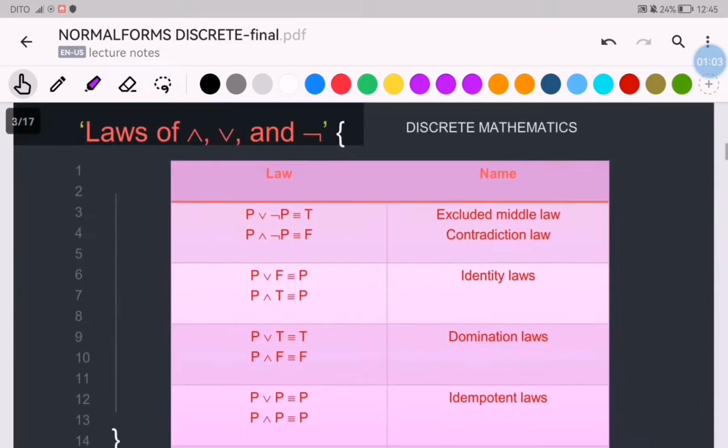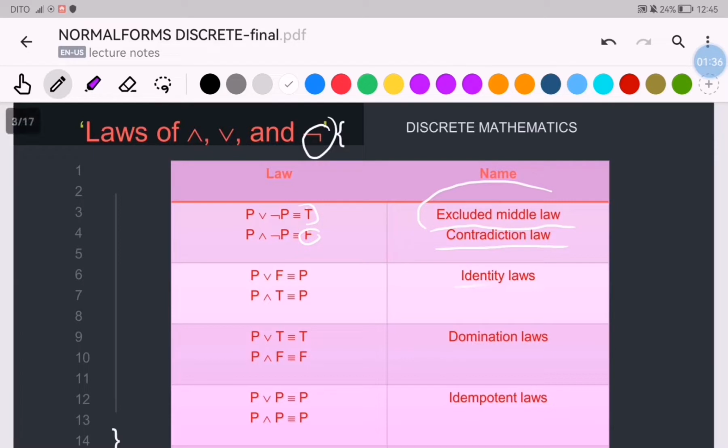So first is the laws, the laws of conjunction, disjunction, and negation. The first law is the excluded middle law. Meaning, P disjunction negation of P is true. Second, P conjunction negation of P is false. That is the contradiction law within this excluded middle law.